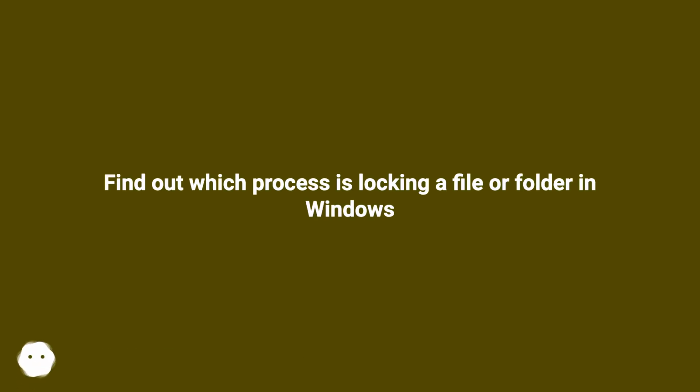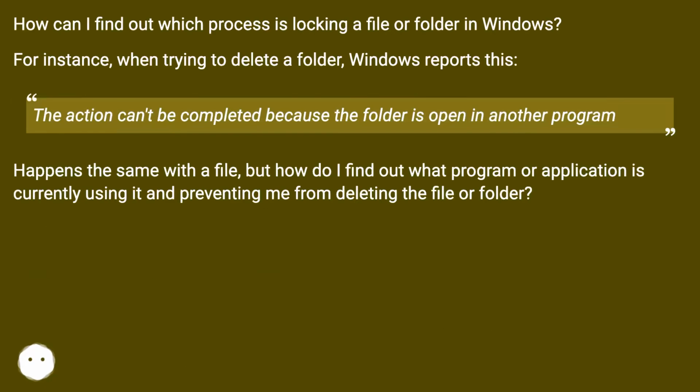Find out which process is locking a file or folder in Windows. How can I find out which process is locking a file or folder in Windows? For instance, when trying to delete a folder, Windows reports this: the action can't be completed because the folder is open in another program. The same happens with a file. But how do I find out what program or application is currently using it and preventing me from deleting the file or folder?